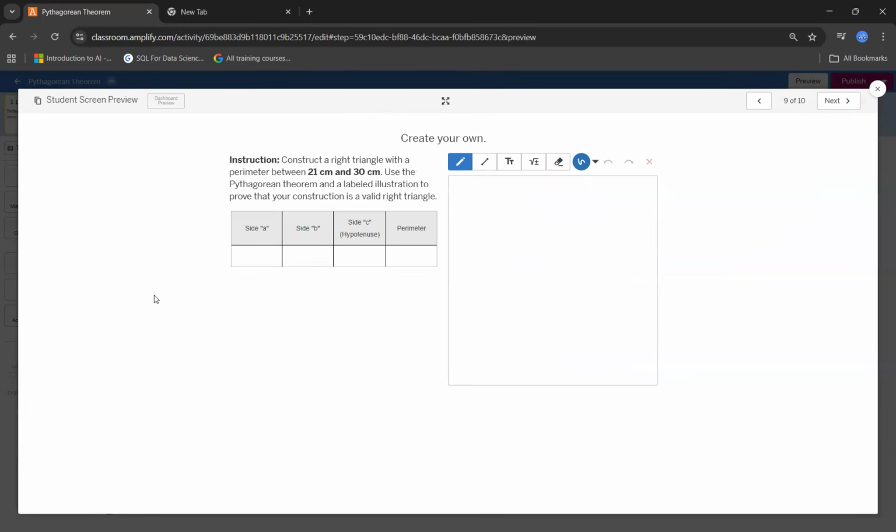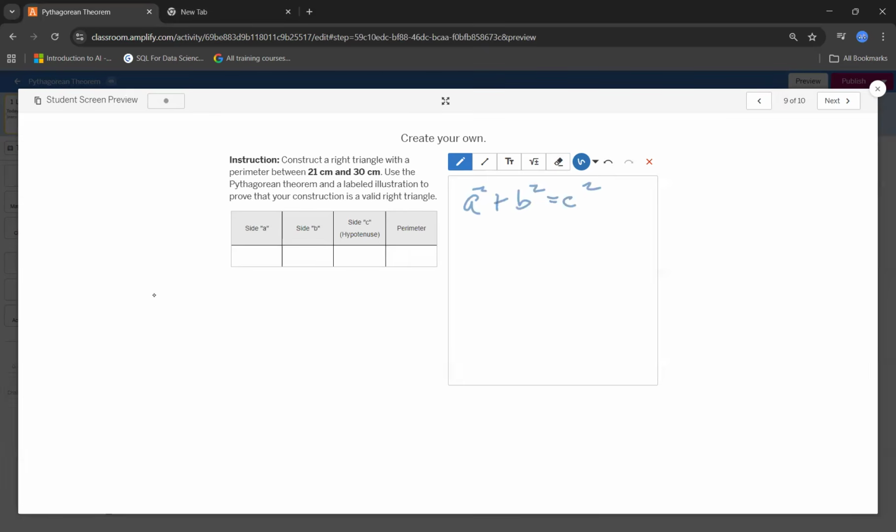But for the last or ninth slide, we have another activity here. So we'll construct a right triangle with a perimeter between 21 cm and 30 cm. Use the ratio or use the Pythagorean theorem and label illustration to prove that your construction is a valid right triangle. So we can use Pythagorean theorem as well to prove that the three sides can form a right triangle by following the formula a squared plus b squared equals c squared.